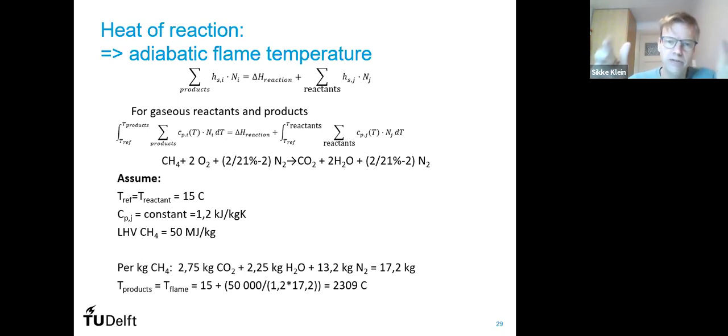So in this situation with phi smaller than one, you have an excess of air. What happens if you have a phi larger than one, so an excess of fuel? What happens in that case with the stoichiometric flame temperature?